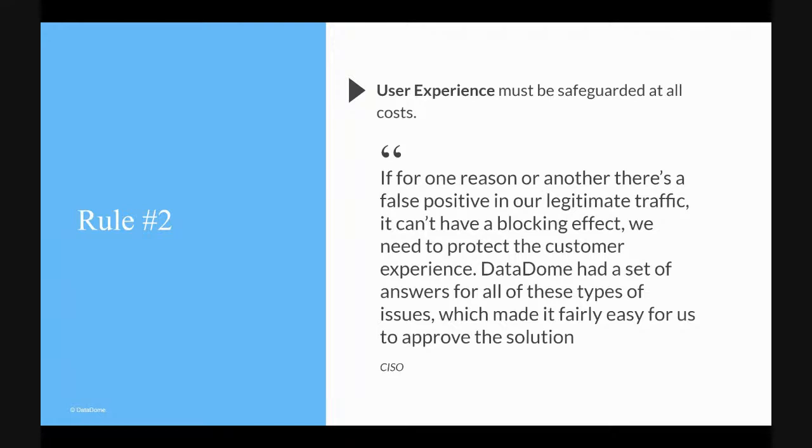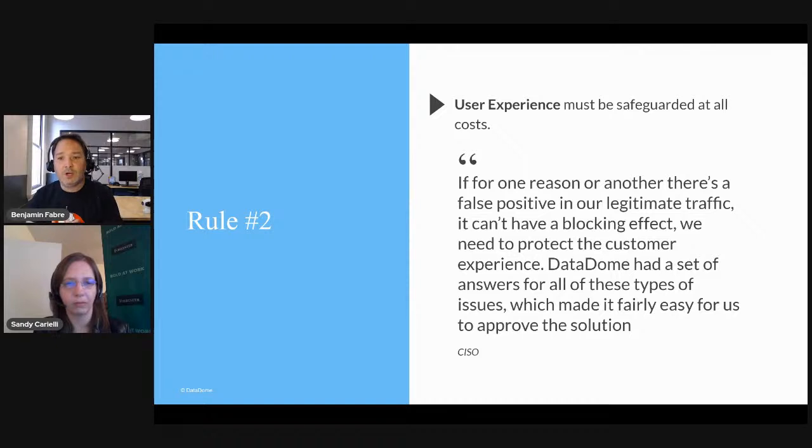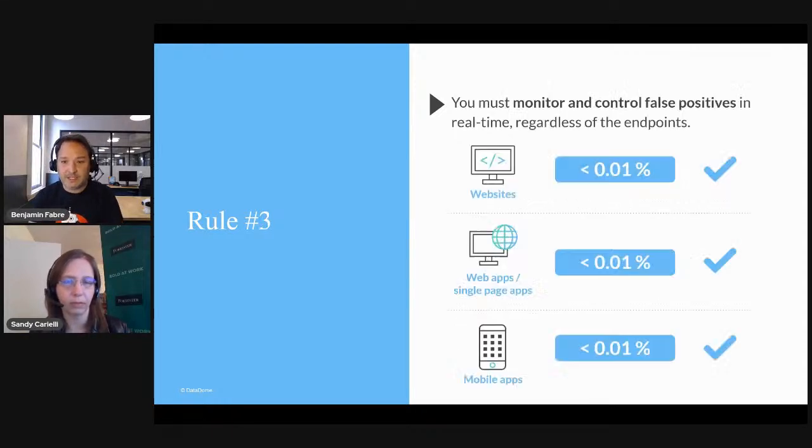The second rule is when you are sure that you have protected everything, you also have to make sure that the user experience is safeguarded at all costs. So this is a quote from one of our customers: "If for one reason or another there is a false positive in our legitimate traffic, it can't have a blocking effect. We need to protect the customer experience. DataDome had a set of answers for all these types of issues, which made it fairly easy for us to approve the solution." So first, you want to protect all endpoints, mobile app, website, and secondly, it shouldn't have an impact on the user experience because at the end, that's your business that might be impacted.